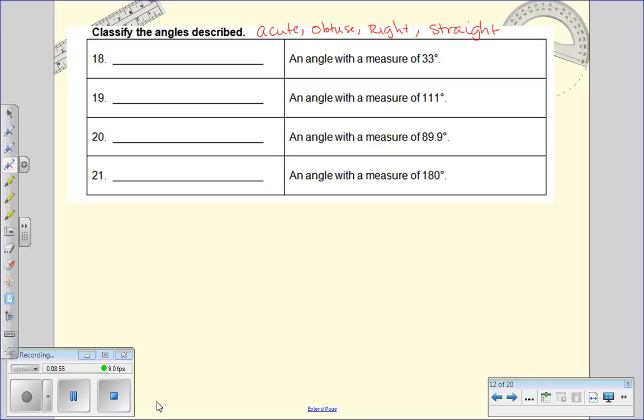So an angle that measures 33 degrees, that's less than 90 degrees, this is an acute angle. An angle with a measure of 111, that's bigger than 90 degrees, so this is an obtuse angle. An angle that measures 89.9, again, this is less than 90 degrees, and so this is an acute angle. And an angle that measures 180 degrees, that creates a straight line, so therefore it is a straight angle. So acute is less than 90, obtuse bigger than 90, a right is equal to 90, and straight is equal to 180.